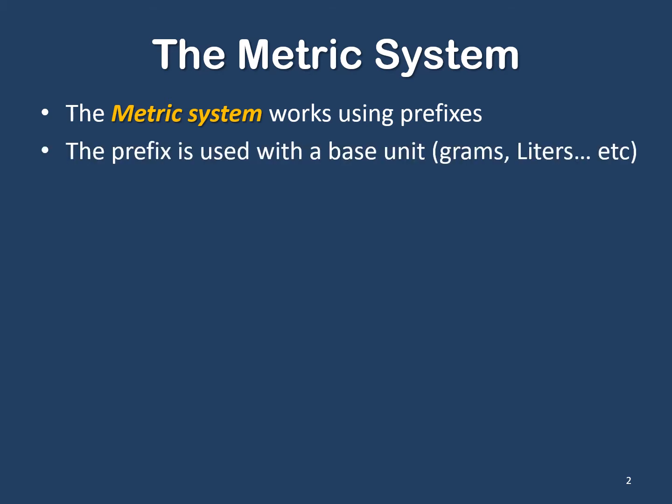So the way the metric system works is we take a prefix and we attach it to what's known as a base unit. The prefix can change the magnitude of the base unit, making a smaller unit or a bigger unit depending on which prefix is used. Base units that you need to be aware of are the gram for mass, liters for volume, and meters for length. These are the primary base units that you're going to be working with. So you should know those three at the very minimum.